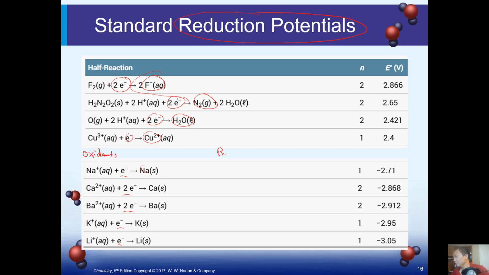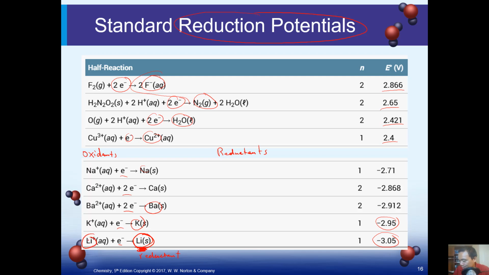So reductants are sitting on the right side. When you look at the cell potentials, the more positive the cell potential, the stronger the oxidant, which is on the left side. The more negative the reduction potential, the stronger the reductants on the right side. You see? So lithium, when you look at lithium, which is sitting on the right side, this is the reductant.